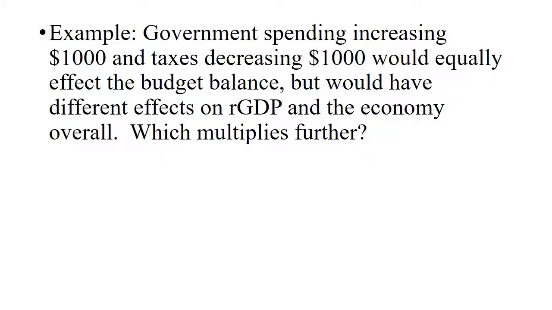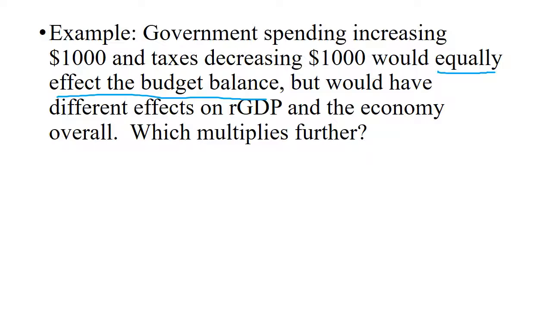So if government spending is increasing $1,000 and taxes are decreasing $1,000, in terms of our budget balance equation, government spending increasing and taxes decreasing actually cancel each other out because it's the same dollar amount. So therefore, they would equally affect the budget balance.